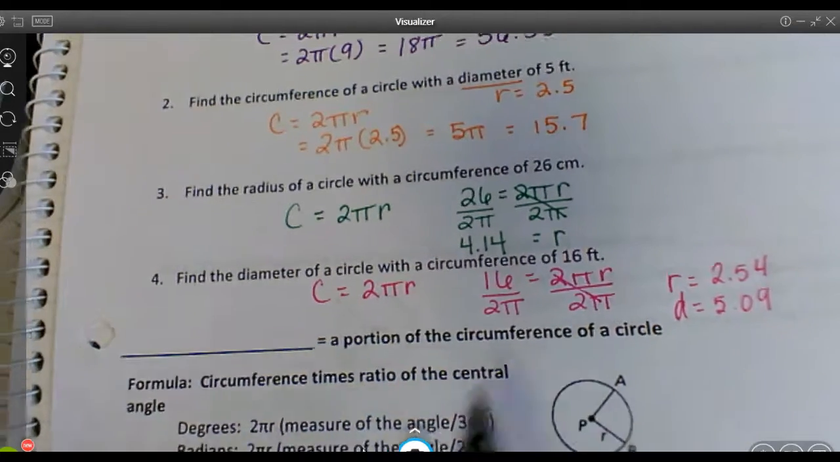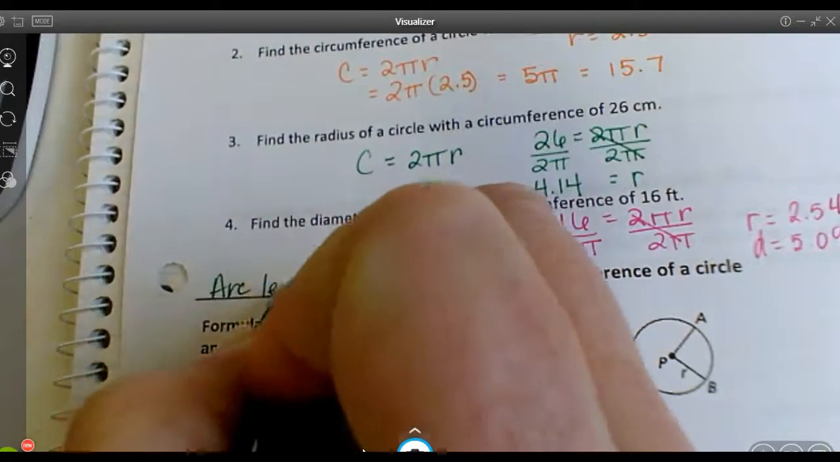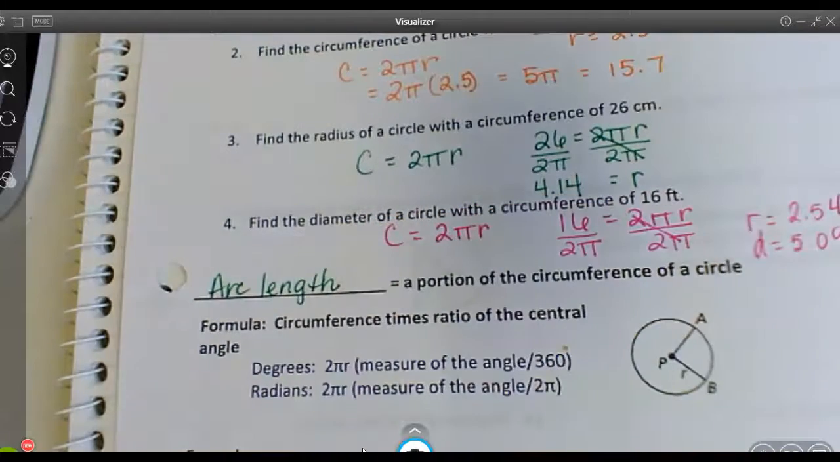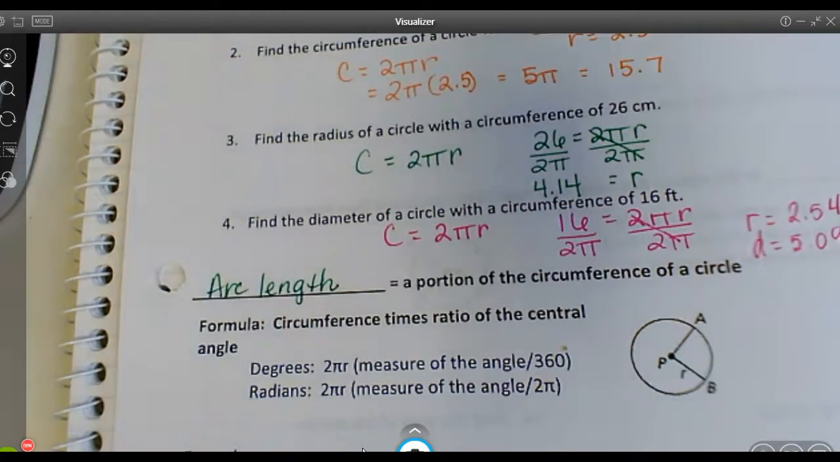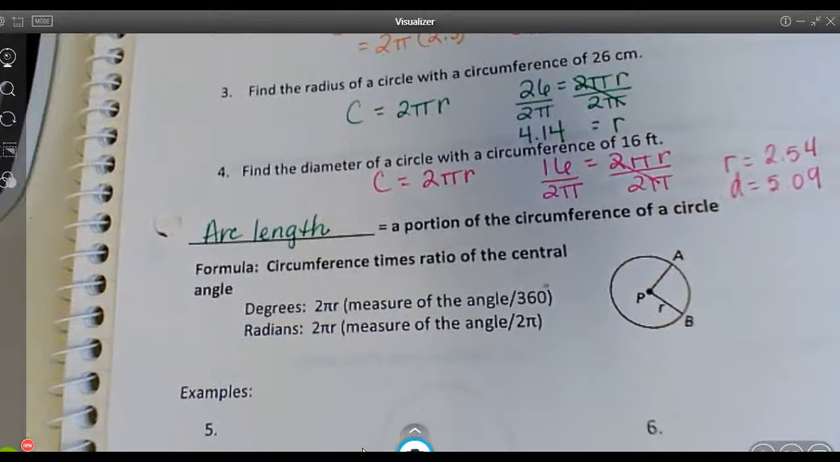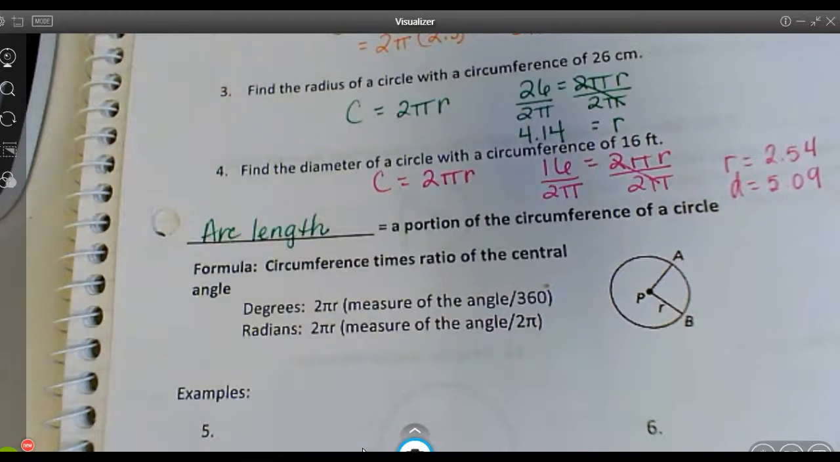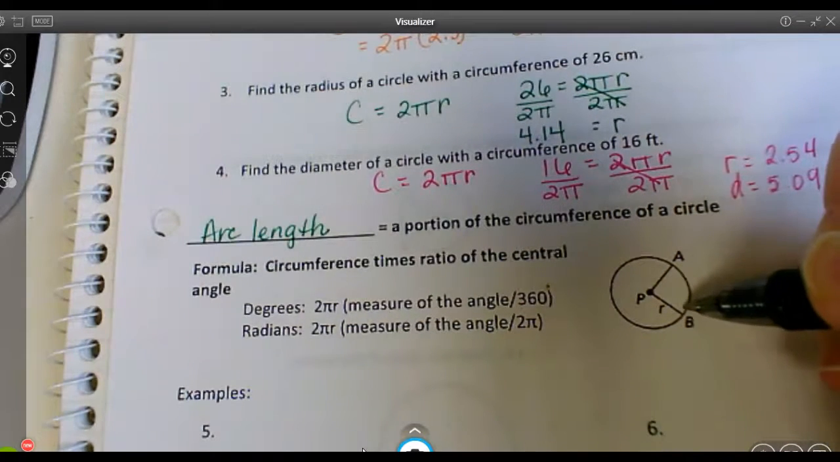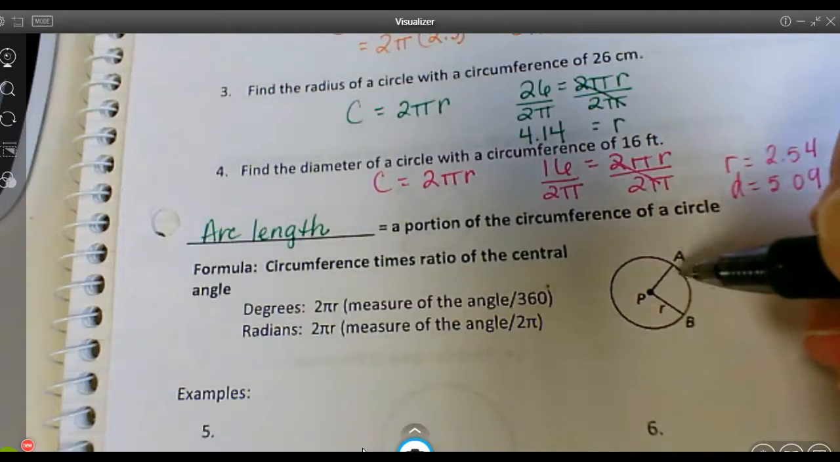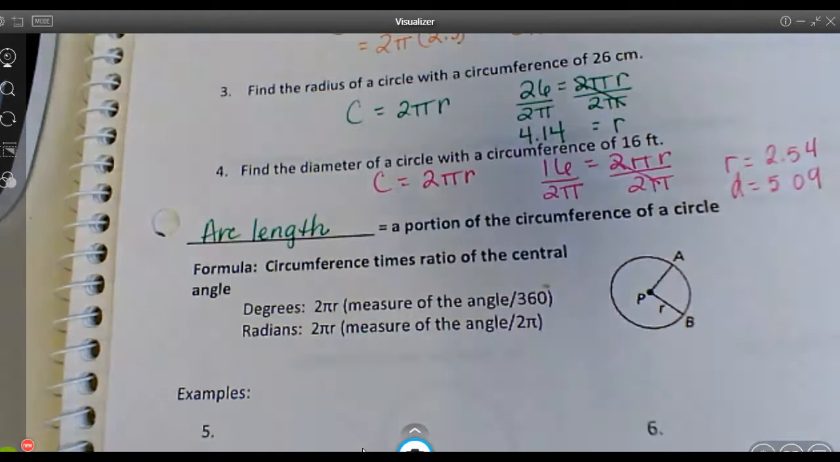Now, a part of the circumference is called arc length. So a portion of the circumference is called arc length. And I'll show you what that means. So circumference is like all the way around a circle, right? Well, if I just want to figure out, instead of all the way around, like a part of it, that's what arc length is. And so that's what this picture right here is representing. So if I wanted to figure out like what AB was and not all the way around, that would be arc length.